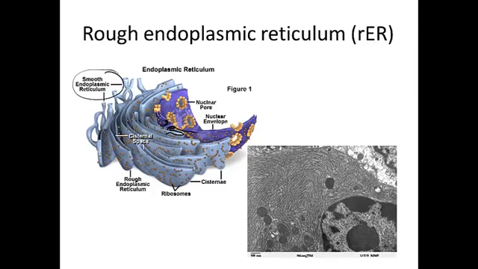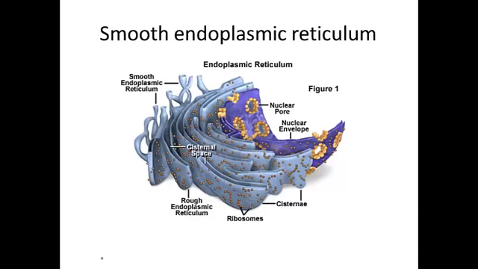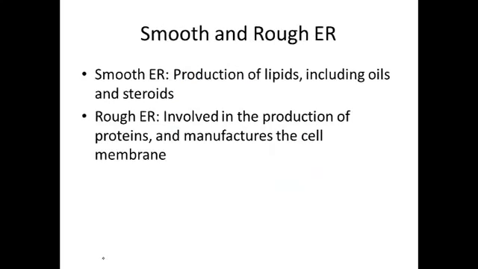Here's a micrograph which shows the nucleus here, and all of this rough ER all through here. This is all rough ER. So the smooth ER produces lipids, which includes oils and steroids. Steroids are hormones like testosterone. Rough ER, as mentioned before, is involved in the production of proteins. It also is a factory for the cell membrane.